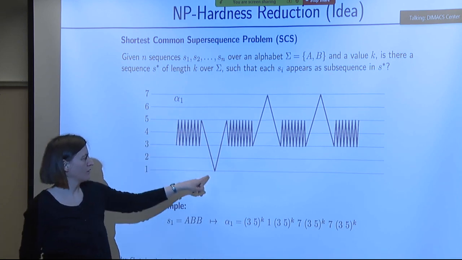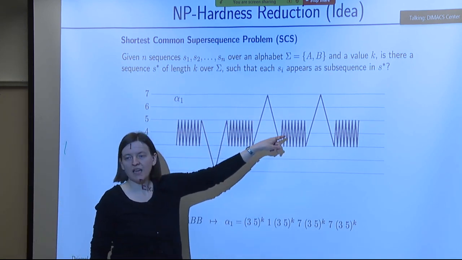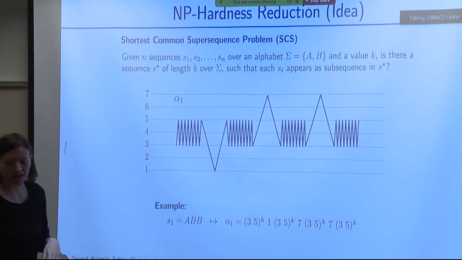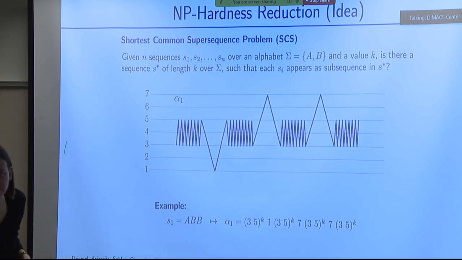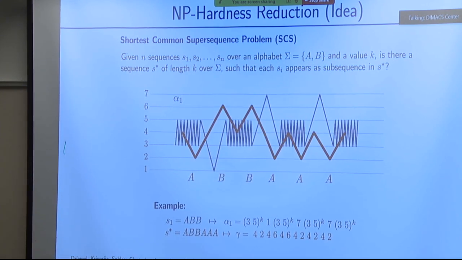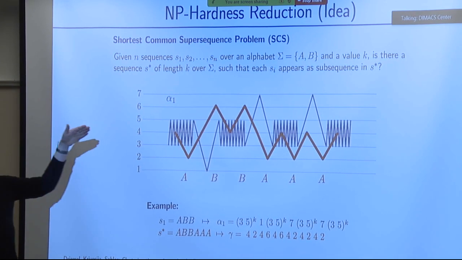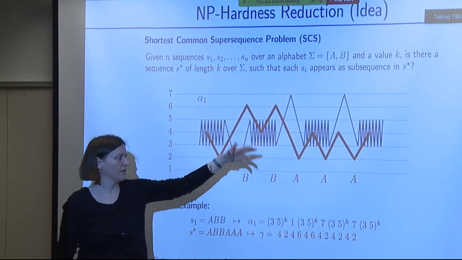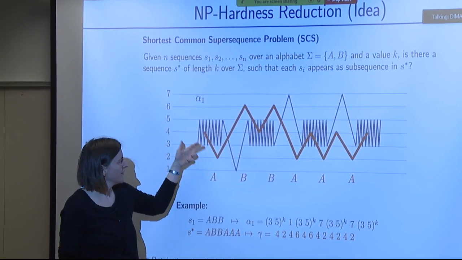If it's an A, I go down. If it's a B, I go up. And in between, I have these extra little zigzags that will allow me to skip over vertices, skip over characters. So the way to think about this is, if I think of my supersequence, it could be this curve, this a center, a possible center.